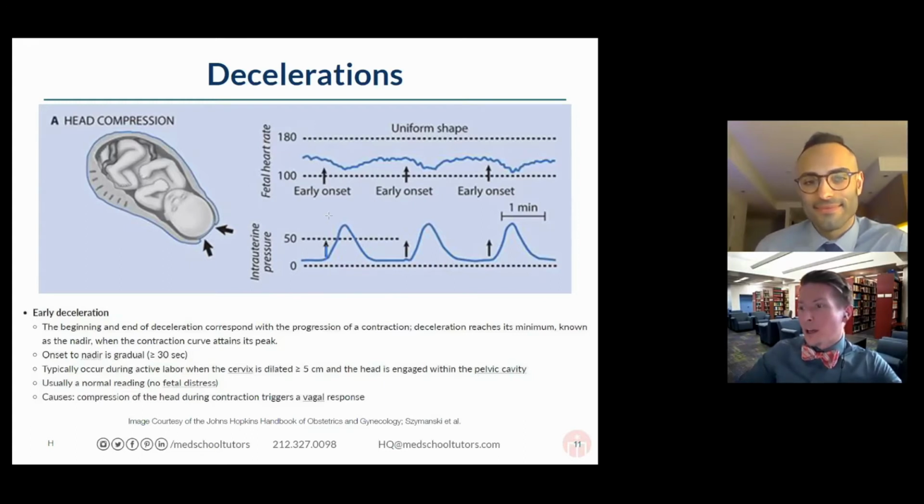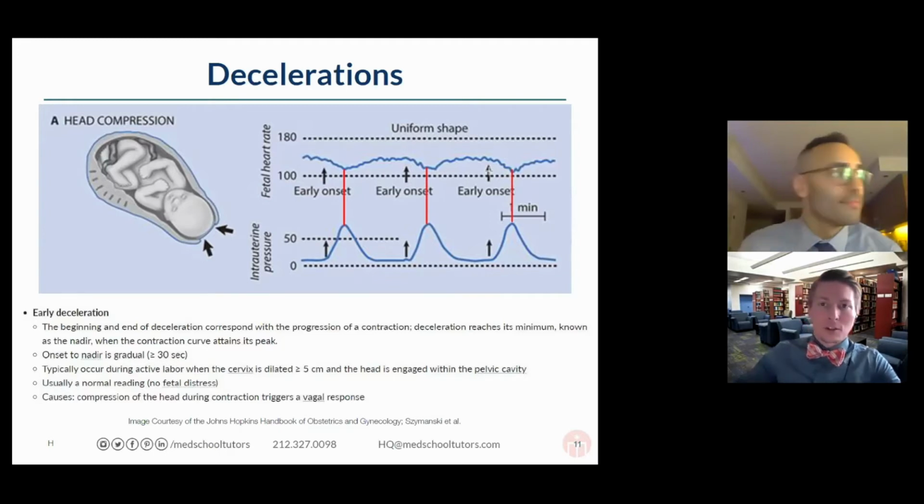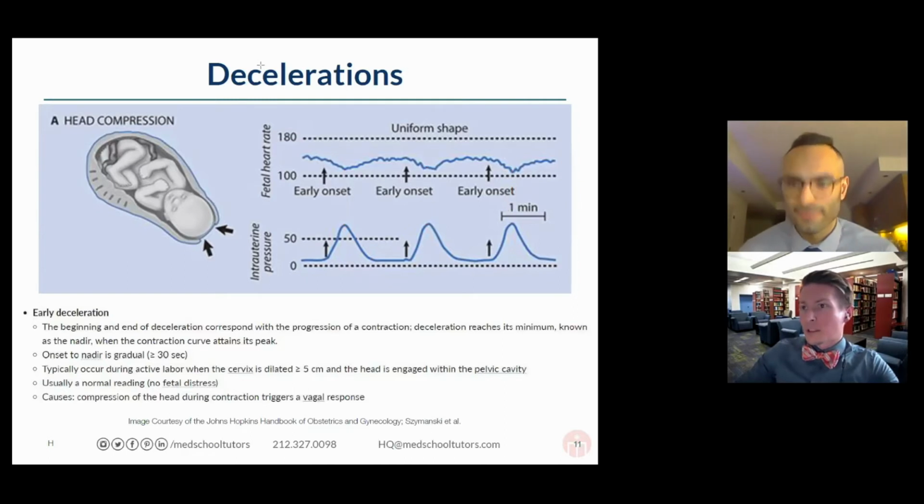The way that we've got labeled here is that the beginning of the deceleration begins with the beginning of the contraction. But I have a more preferred way of looking at this, and it's that the peak of the deceleration should kiss the peak of the contraction. There should be direct lineage here between the peak and the trough, essentially at the same time. So if you have a perfect mirror image in the shape, that's more or less going to end up being an early deceleration when we see it.